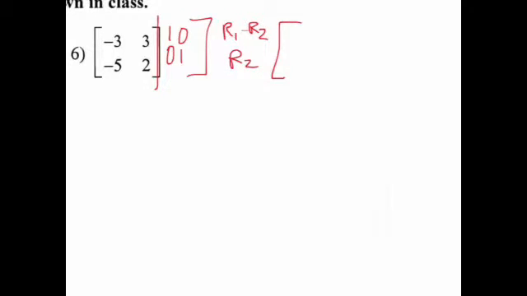I'll get negative 3 minus negative 5. That's going to be the same thing as negative 3 plus 5, so that's 2. 3 minus 2 gives me 1. 1 minus 0 is 1, and 0 minus 1 is negative 1. And my next one was just negative 5, 2, 0, 1.